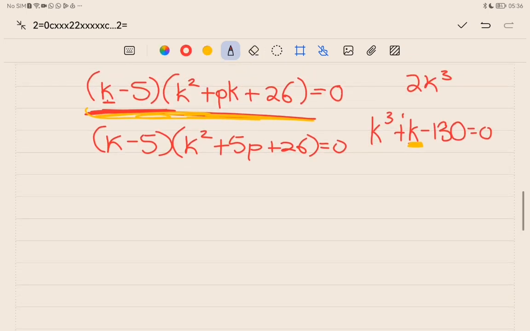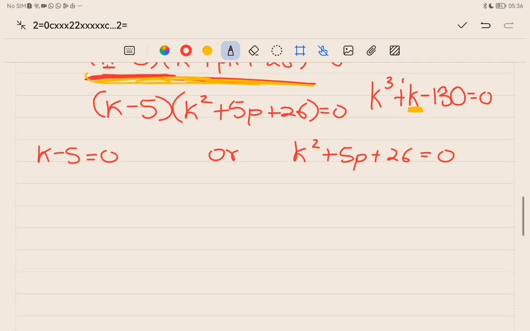So what you can do now, you can say k minus 5 is equal to 0, or k squared plus 5k plus 26 is equal to 0. What I need to tell you is where this comes from. It is called the zero factor law. Where does it come from?